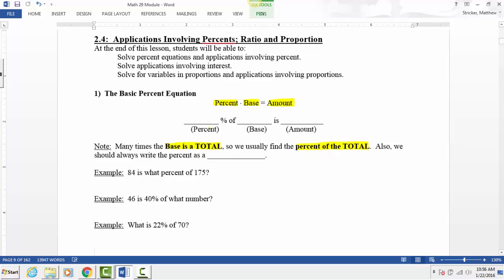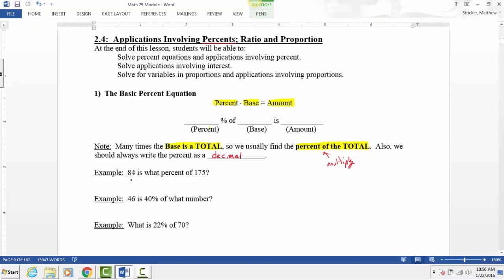Remember, of means multiply. And then another important thing: whenever we're using the percent equation, we should always write the percent as a decimal. So let's look at some basic examples first.